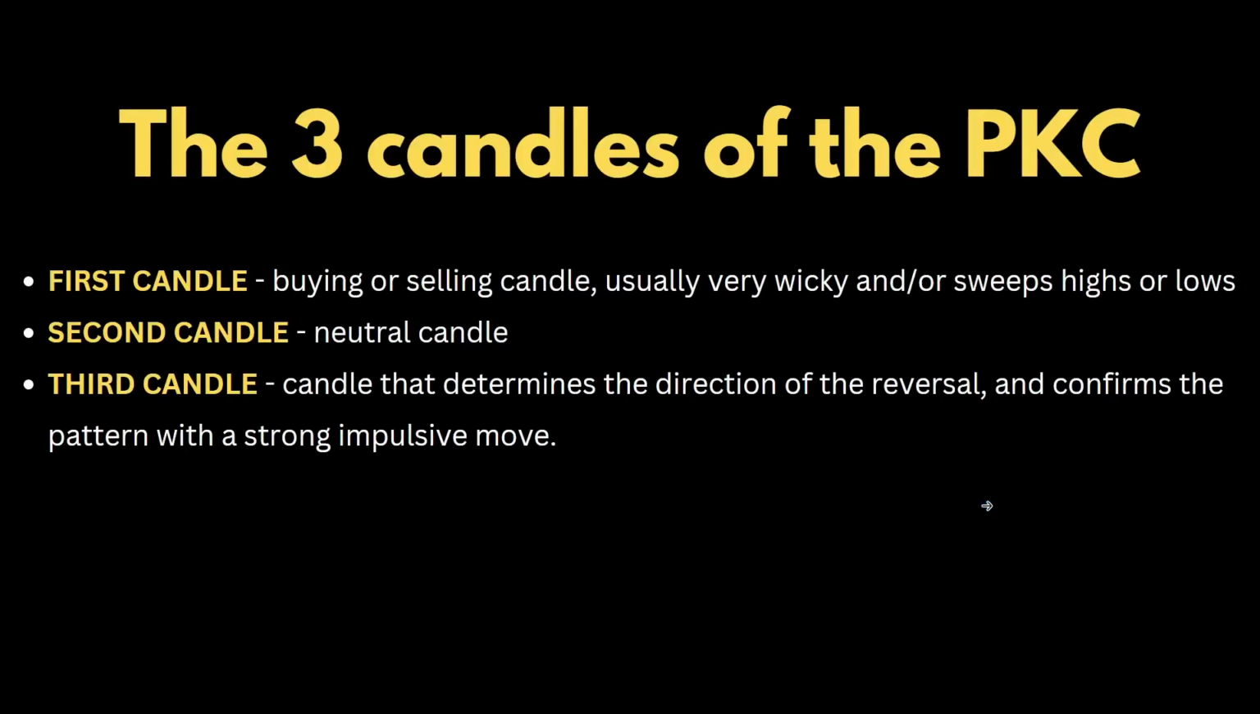Alright, just a quick recap of the 3 candles of the PKC, but don't worry, I'm going to go over it with charts. The first candle is the buying or selling candle. It's usually very wicky, and or sweeps highs or lows. The second candle is a neutral candle, does not determine anything. And the third candle is pretty much the impulse move. It's a candle that determines the direction of the reversal and confirms the pattern of the strong impulsive move. Okay, let's get into it.